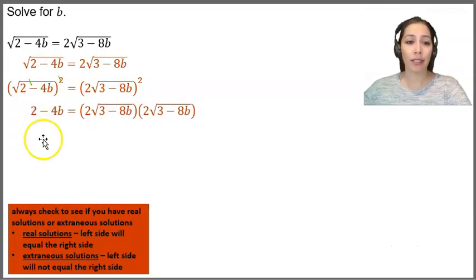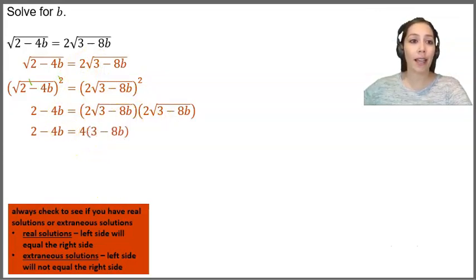So when I do this, the left side is just 2 minus 4b because the square root and the square cancel out. On the right-hand side, we have 2 times the square root of the quantity 3 minus 8b, and this whole entire thing is squared. So we're really multiplying it by itself twice. Then from here, you can see that this 2 times 2 ends up equaling 4, and the square root of 3 minus 8b times the square root of 3 minus 8b, when you have like radicals, they have the same index or root and the same radicand, you can multiply them by each other and just write what's in the radicand as the answer.